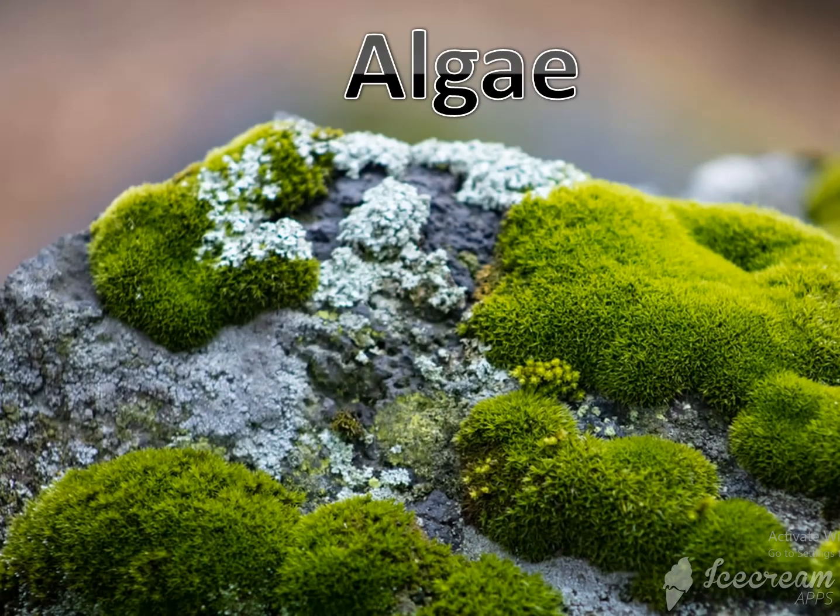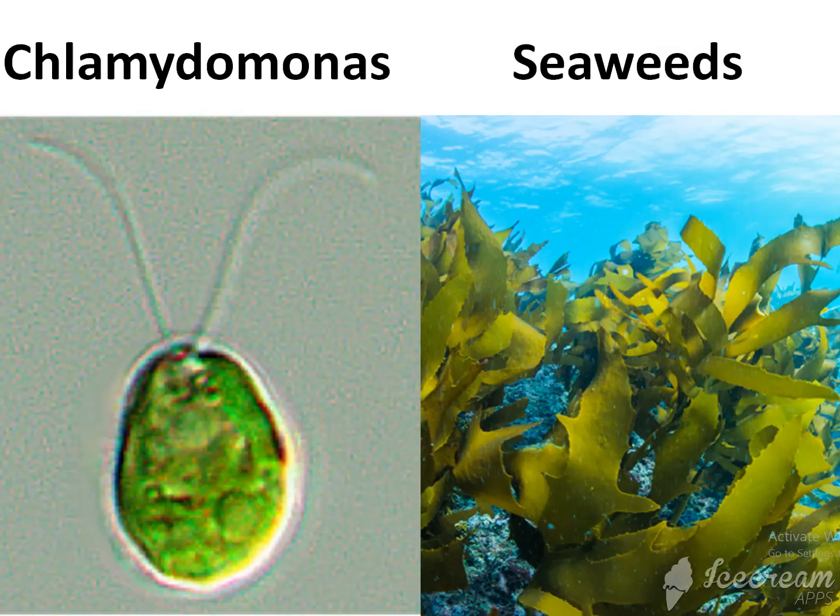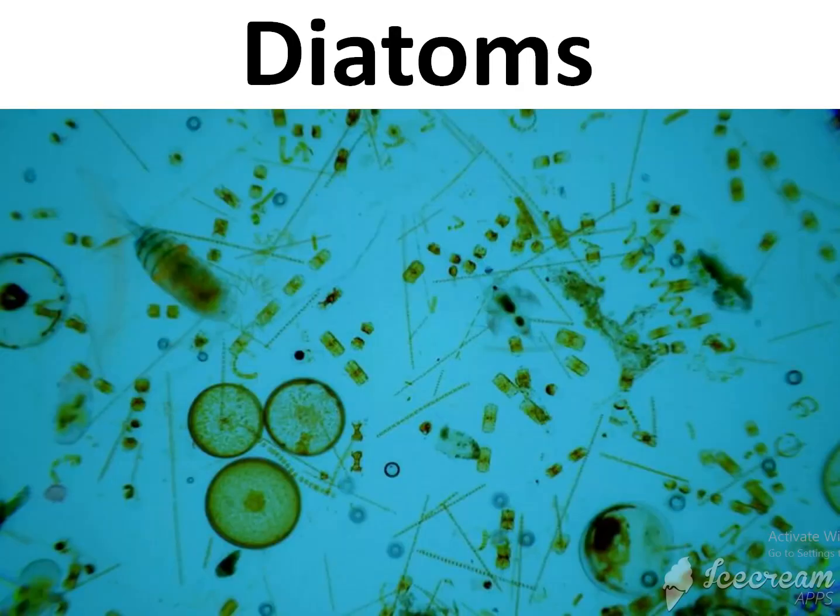Next is algae. They are green in color because they have chlorophyll, so they can prepare their own food by photosynthesis. They are unicellular, for example, Chlamydomonas, and multicellular, seaweeds. And some algae live in colonies or groups.